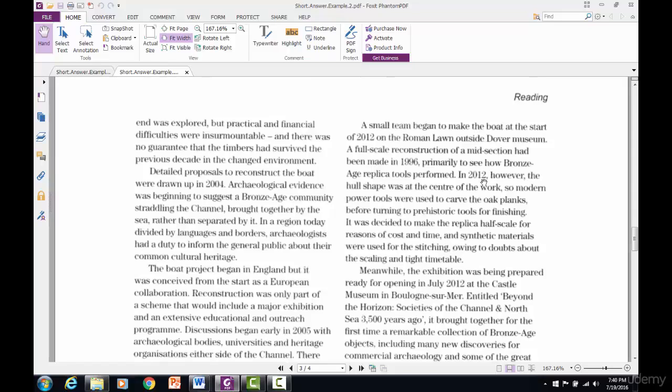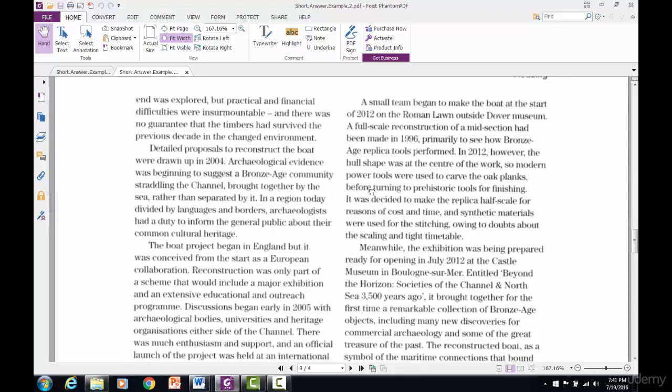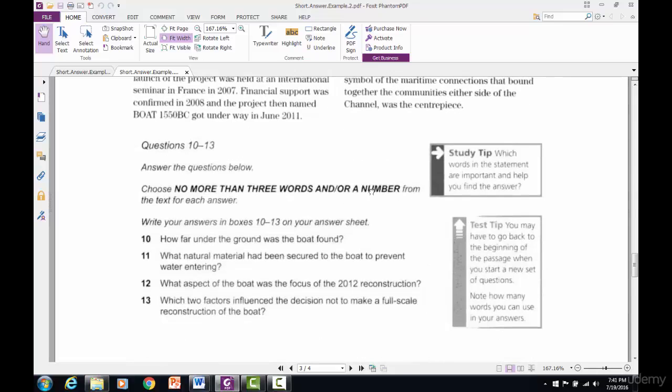All right, so our answer is in this sentence right here, and I'll explain to you why. In 2012, however, the hull shape was at the center of the work, because the words center of the work are a synonym for the word focus in the question. So our answer is hull shape. Hull shape was the focus. Hull shape was the center of the work. So it's all about being able to find that synonym language. So our answer for number 12 is hull shape.